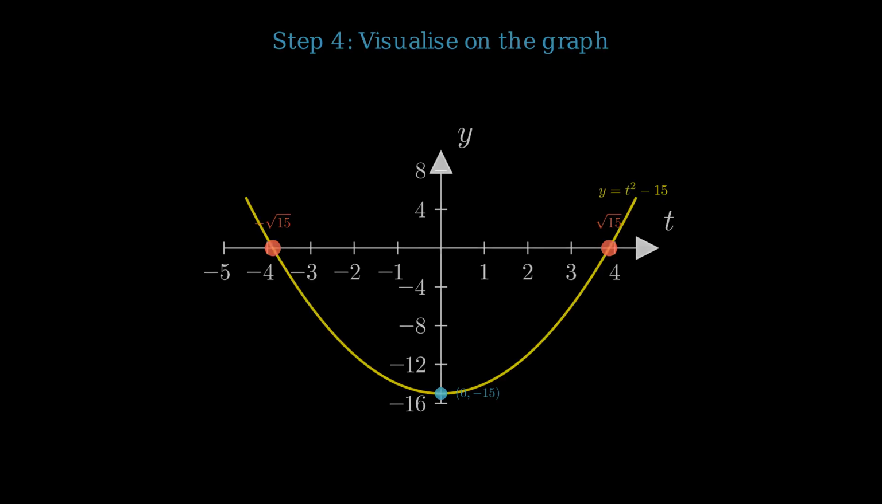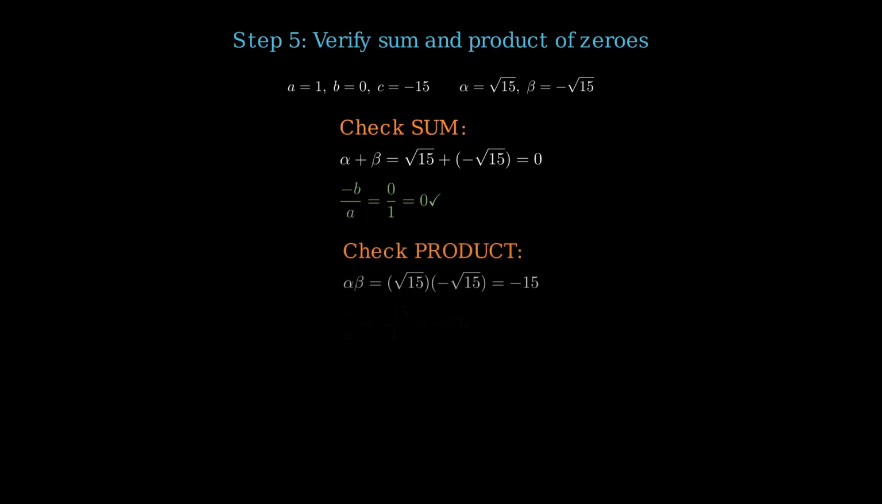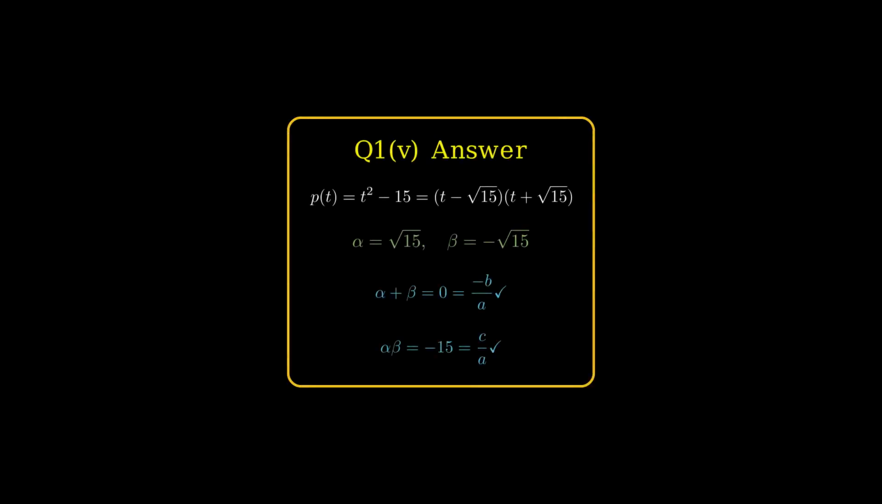Step 5. Verify. Sum of zeros, alpha plus beta equals root 15 plus negative root 15 equals 0. Negative b over a equals negative 0 over 1 equals 0. Sum is verified. Product of zeros, alpha times beta equals root 15 times negative root 15 equals negative 15. c over a equals negative 15 over 1 equals negative 15. Product is verified. Both relationships are confirmed as expected.